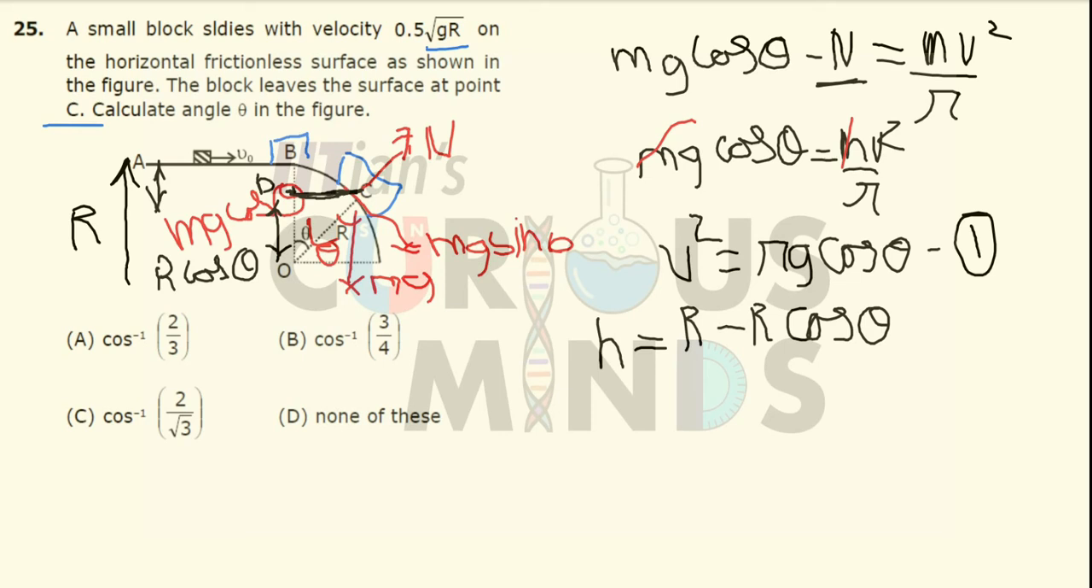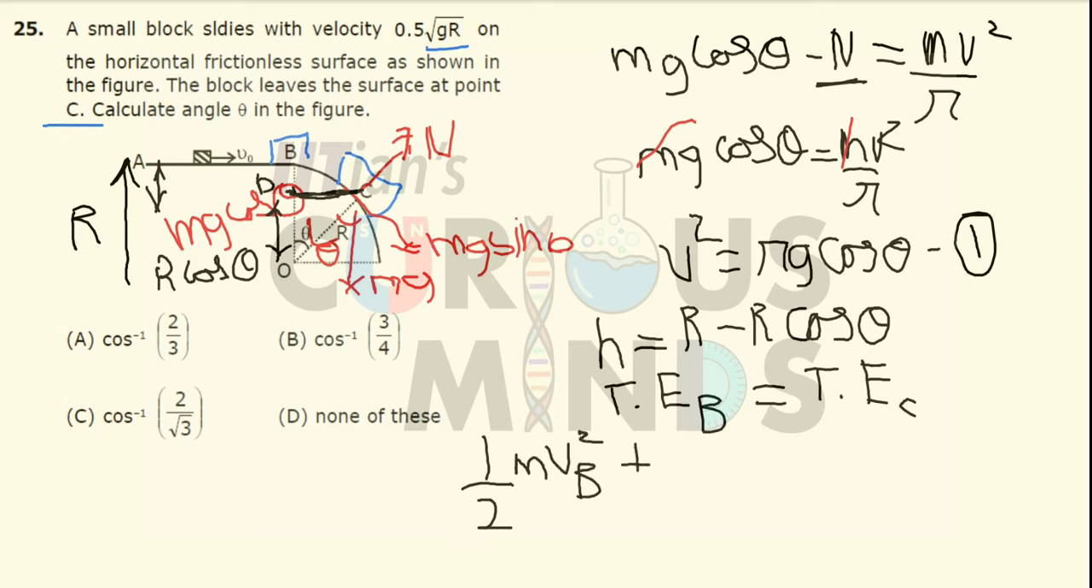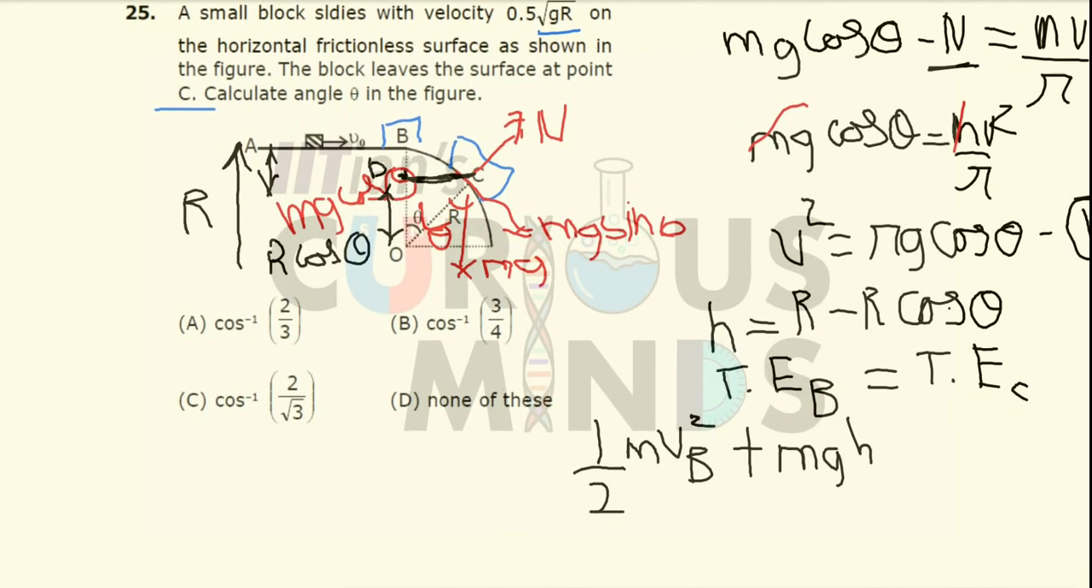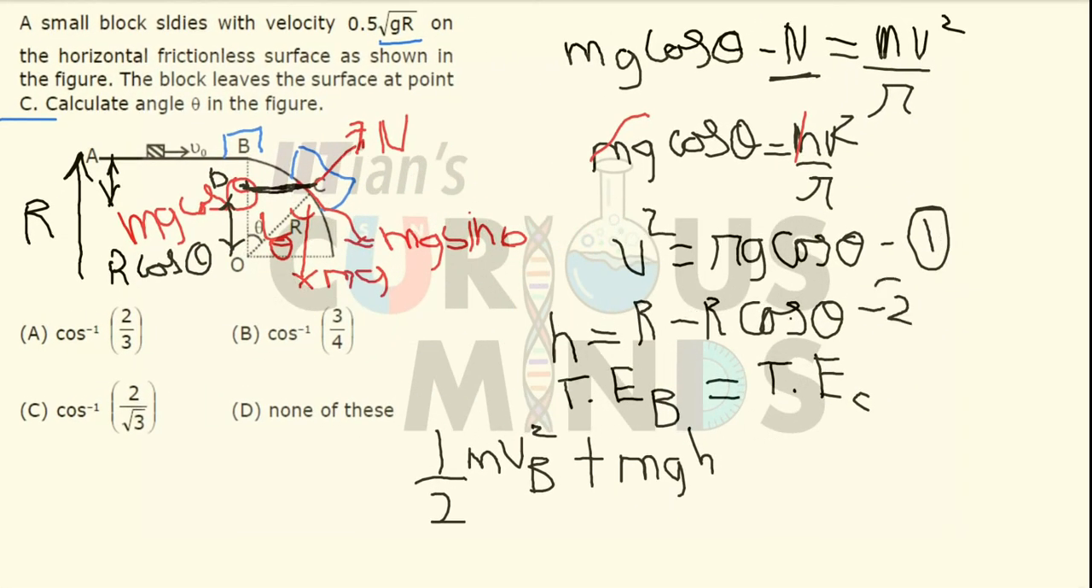Now over here we will use the law of conservation of energy, that is, total energy at point B will be equal to total energy at point C. At point B, there will be two energies: the kinetic energy, that is half m vb square, where vb is the velocity at point B, plus mgh. Let this be equation number 2, which I will use later. And total energy at point C will be equal to half m vc square. Now vc square we have already found out, rg cos theta.